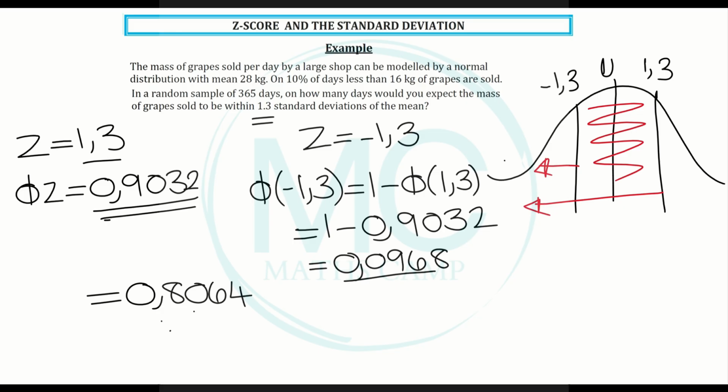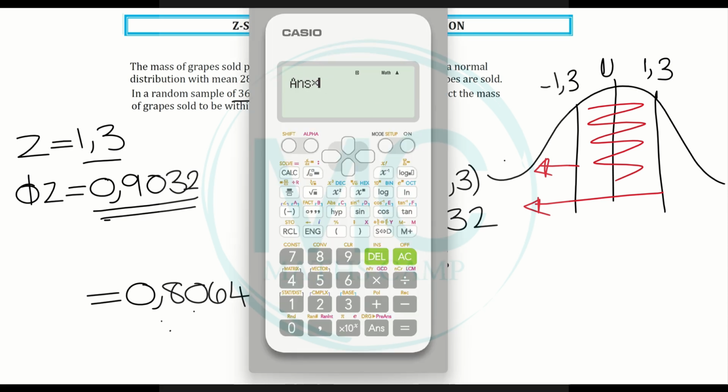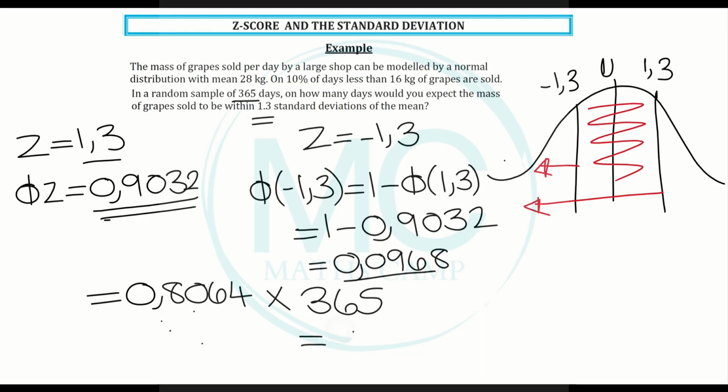But the question is not asking us for probability. It's asking us for the number of days we would expect to see. So all we have to do now is multiply this by the total number of days, 365. Take my calculator, multiply this by 365 is equal to 294,3, but it's a full day, so we round off to the nearest whole number, and we get 294 days.